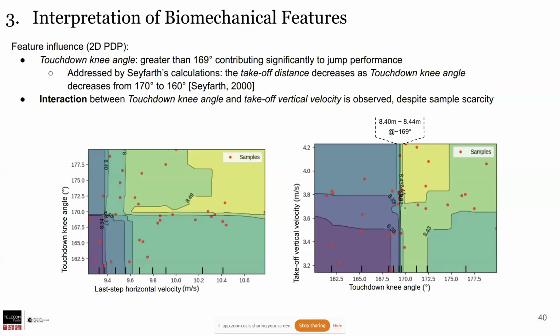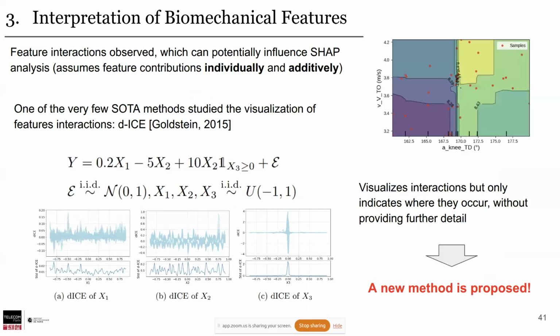Another phenomenon we observe is that there is interaction between knee angle and the takeoff velocity. For example, if we look at the right side, both axes have influence together on the performance. So this is not a very good thing, because SHAP analysis assumes that the feature contributions are individual and additive. So we would like to further study how this interaction happens.